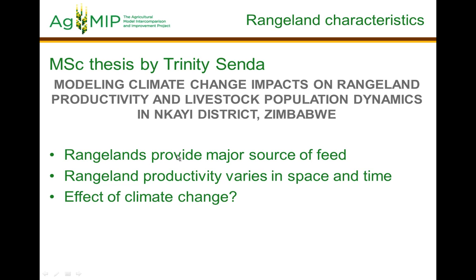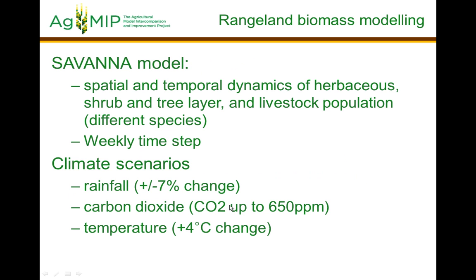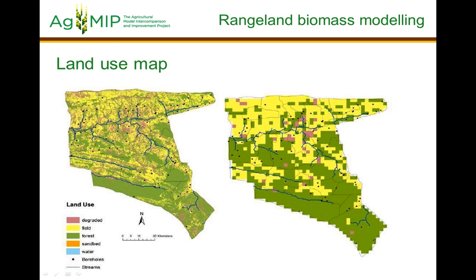Trinity looked at rangeland simulation modeling with the savanna model to see how rangeland productivity varies in space and time, and what the effect of climate change would be. Let me jump immediately to the climate scenarios. She constructed some climate scenarios herself, so she didn't use the GCMs that we used in the integrated analysis. Those climate scenarios consisted of changes in rainfall, carbon dioxide, and temperature.